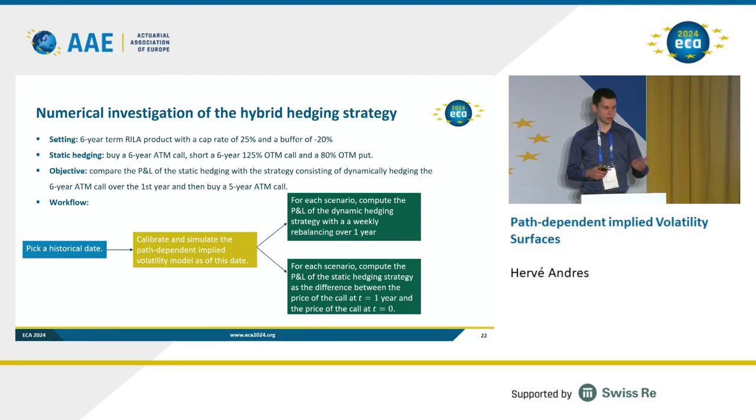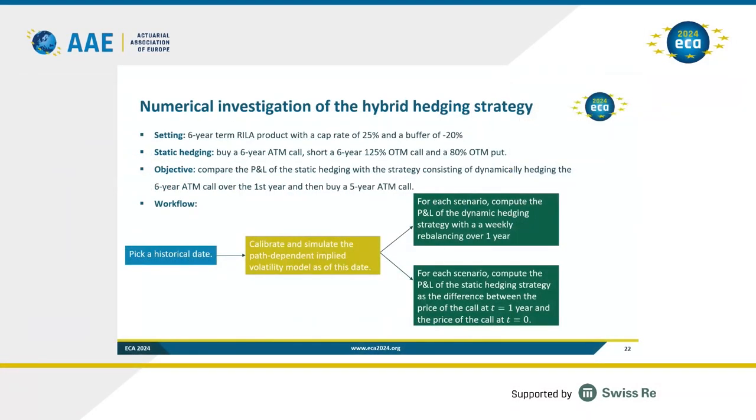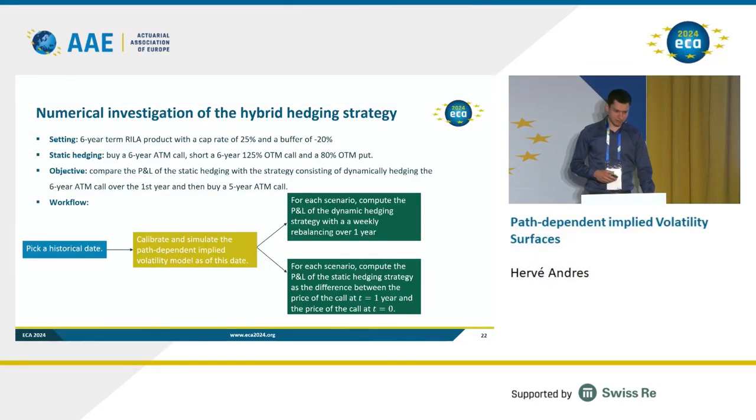So we consider basically the 6-year RILA product with the characteristics that I described here on the slide. And so the static hedging strategy is, as I said, a linear combination. So here you buy a call, you sell an OTM call and an OTM put. And the objective is to compare the P&L of the static hedging strategy to the P&L of the dynamic hedging strategy over 1 year. And then at the end of the first year, you buy again the 5-year call option.